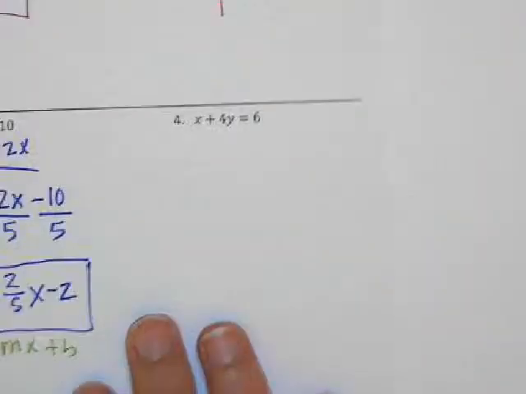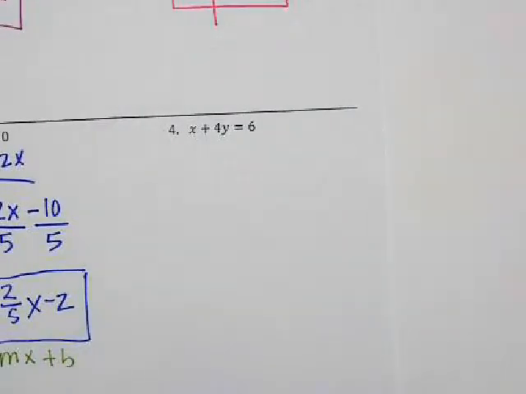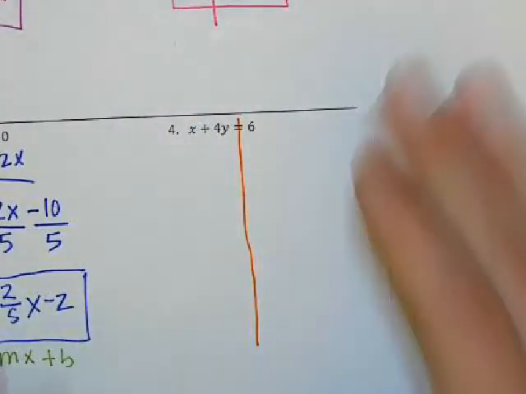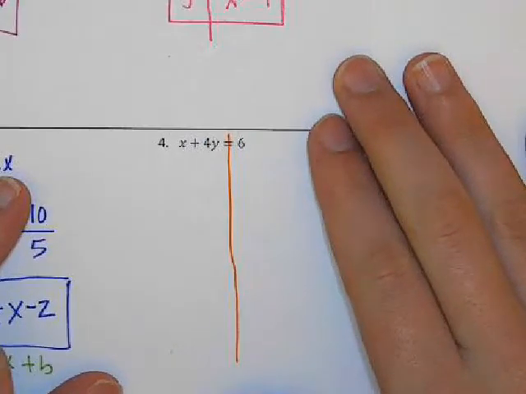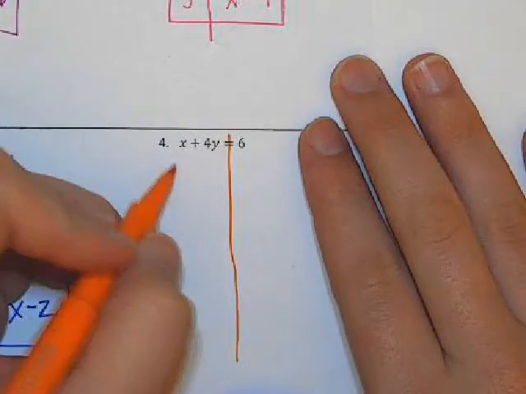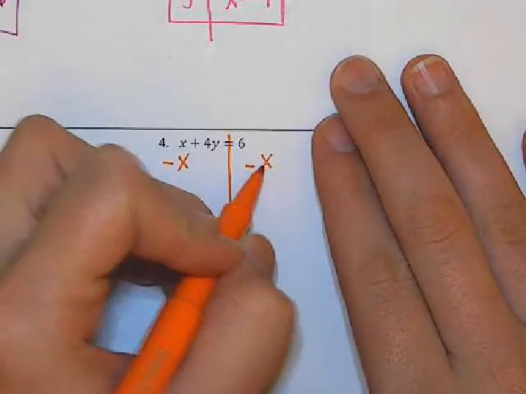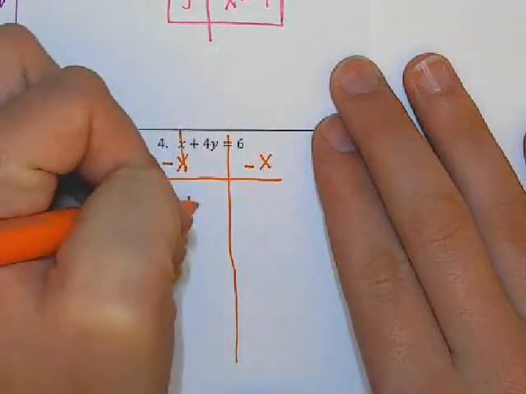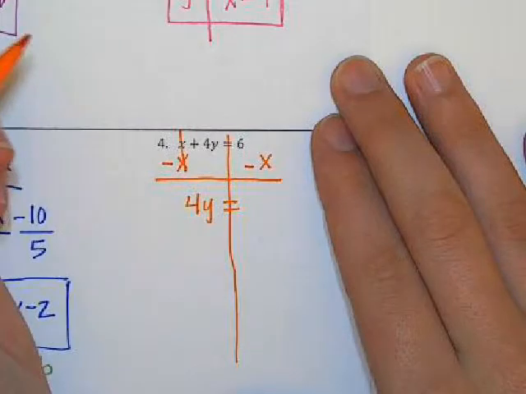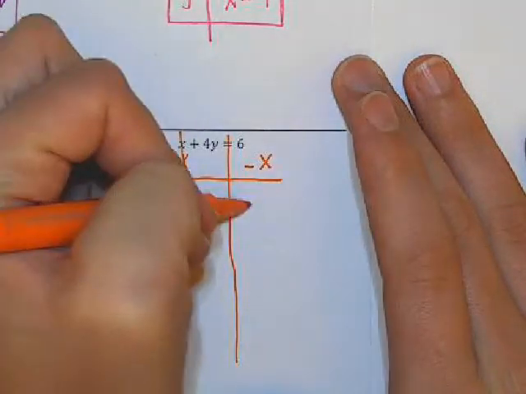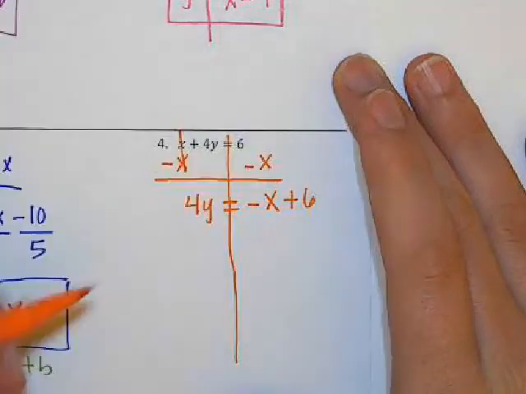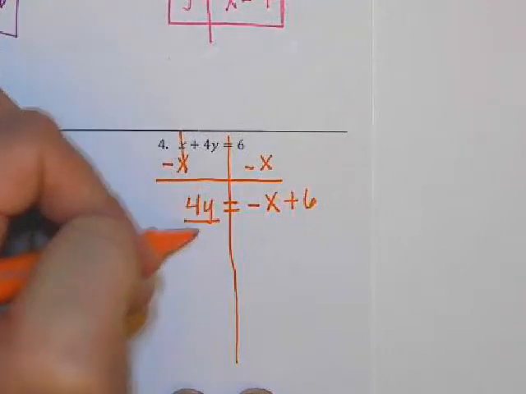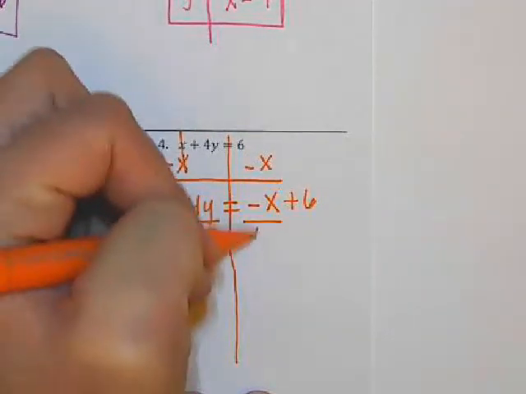Okay, number 4. Draw your line. What am I solving for? Y. So what do I need to get rid of? How do I get rid of a positive x? Minus x on both sides. x minus x is 0, and I'm left with 4y equals. How do I have to write this side? Negative x plus 6. Perfect, very good. Is y by itself? No. What do I do? Divide by 4, and if I divide one thing by 4, I divide everything.